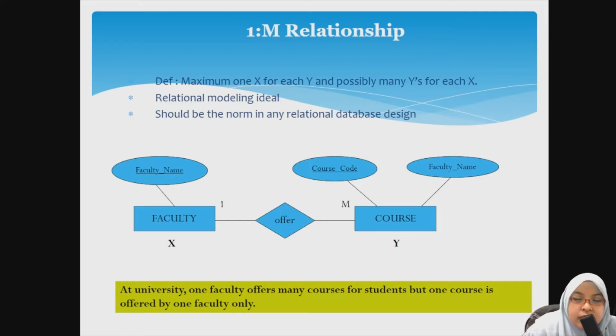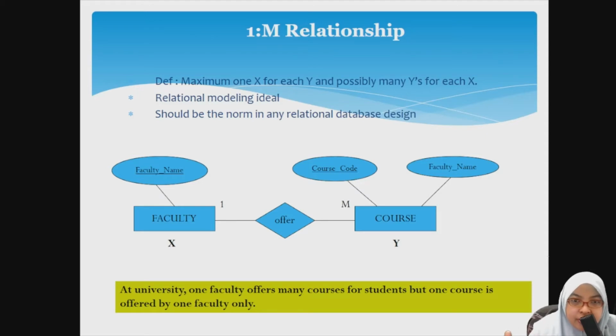So it will show like this. We have faculty, which is an entity. For example, one faculty, we have the FSKM. And then we have course as another entity. So for the relationship there, we can put offer. So faculty offers many courses. One faculty offers many courses. For example, we have faculty FSKM, and then FSKM will offer many courses.